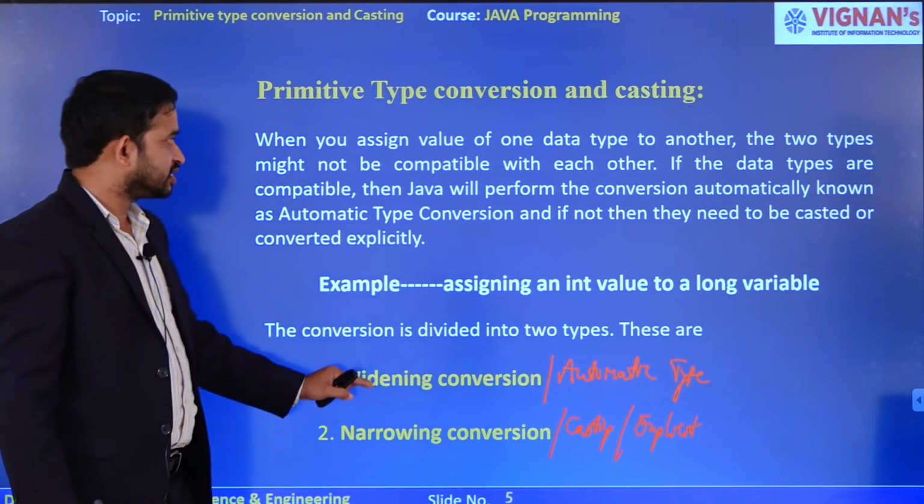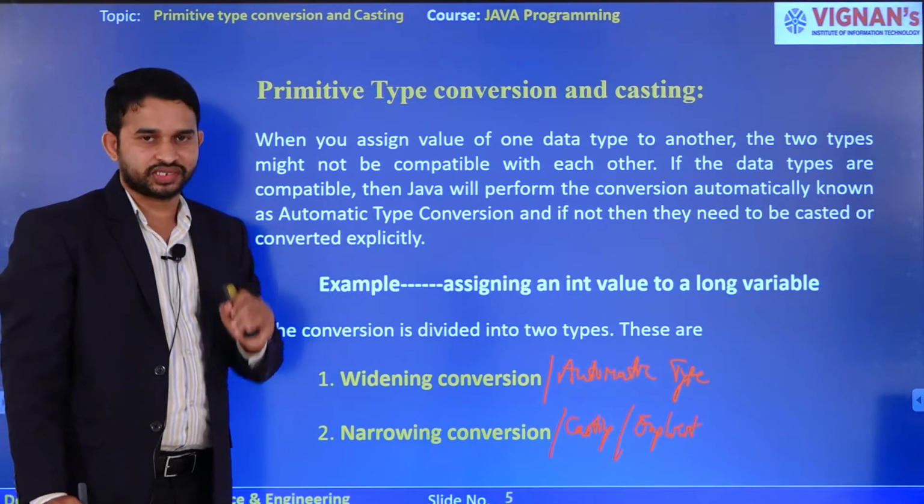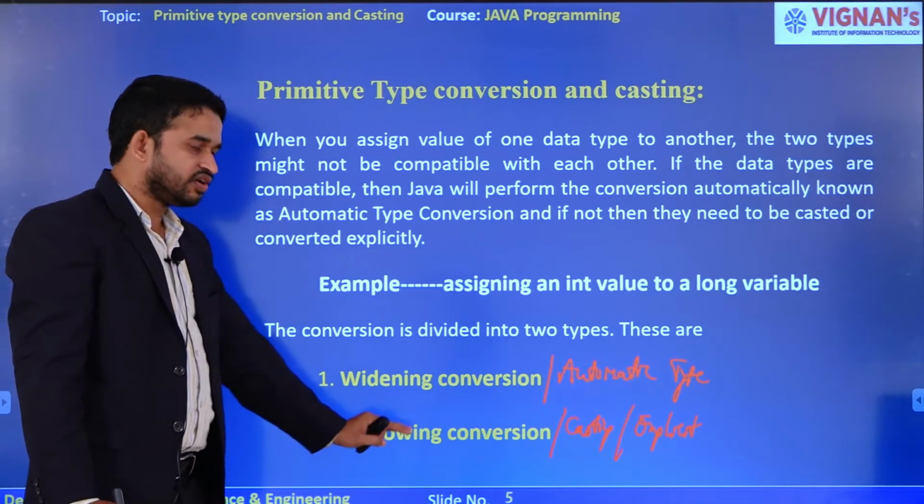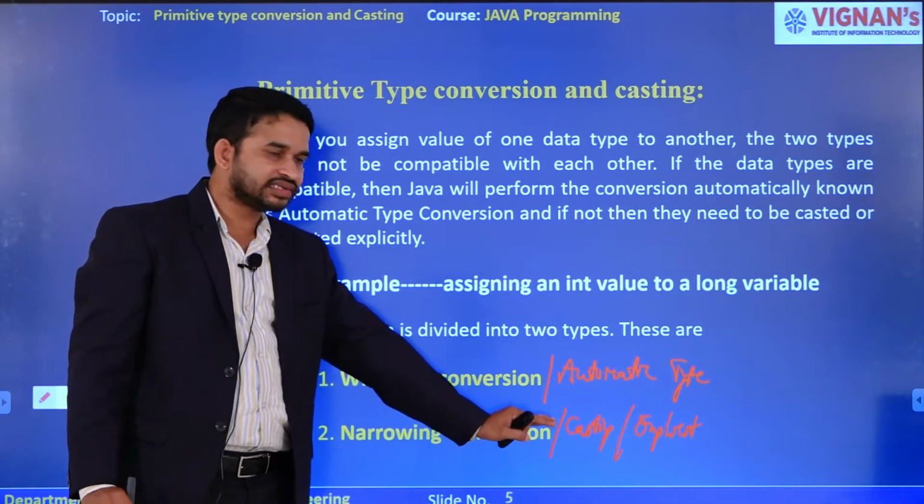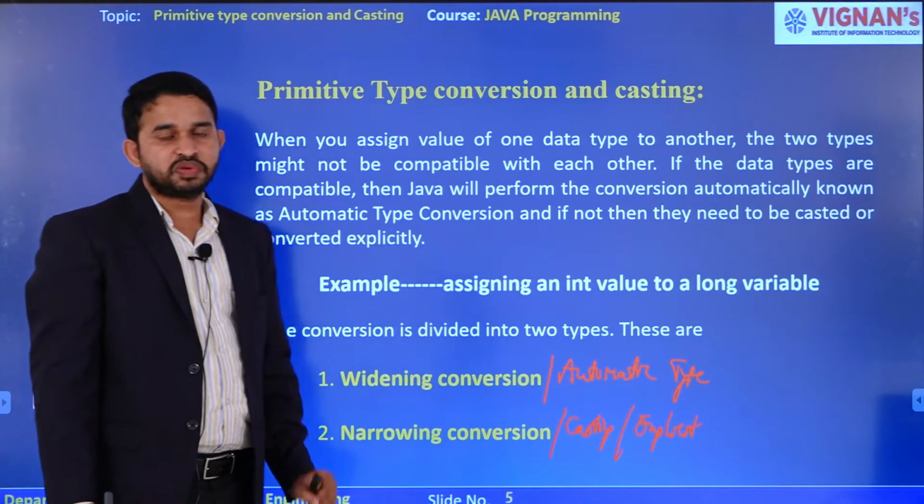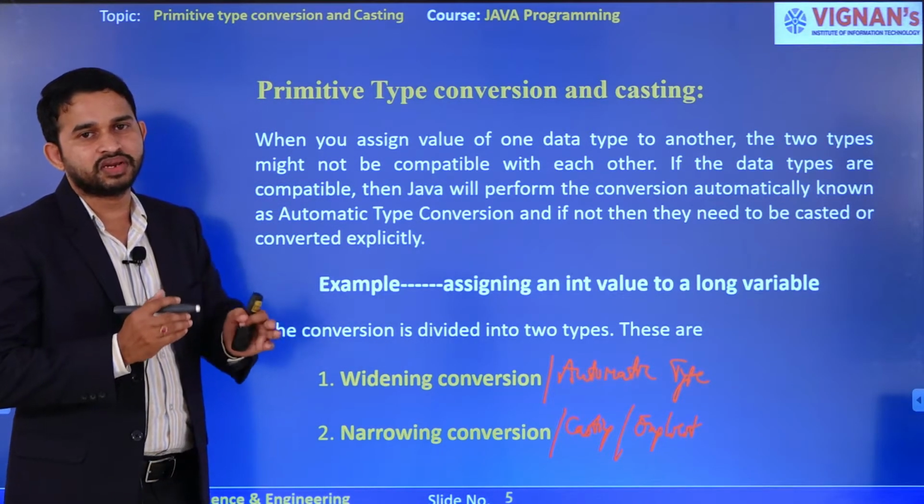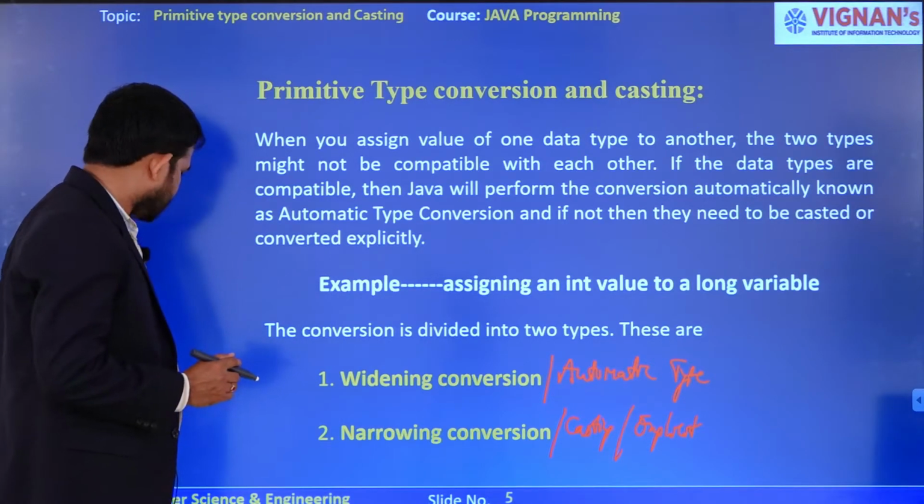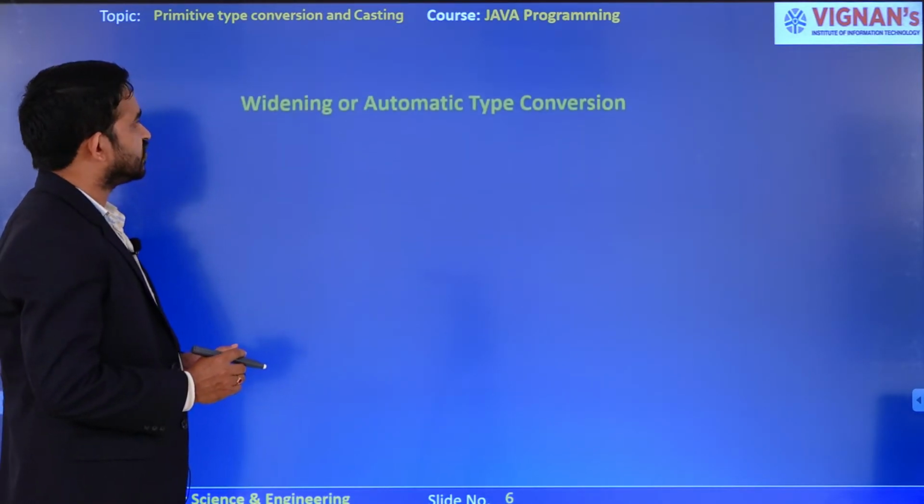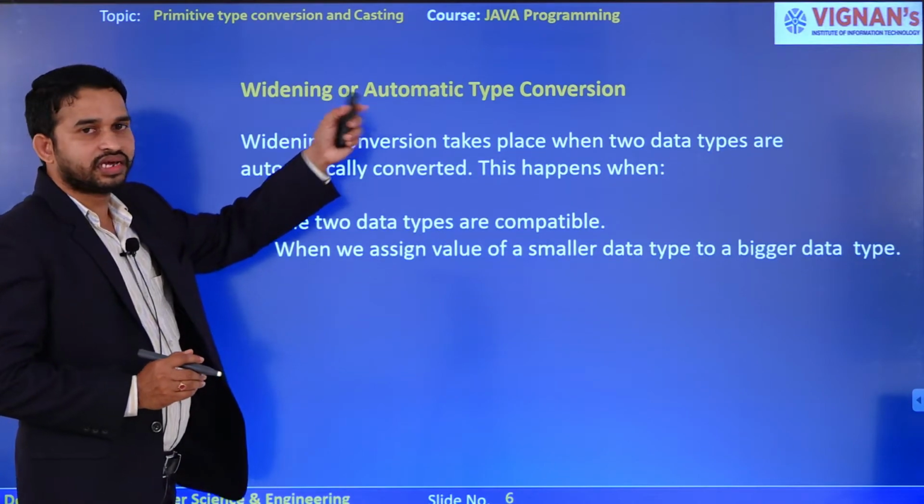It means the two data types are compatible with each other. The second one is narrowing conversion, also called casting, also called explicit type conversion. This means the two data types are not compatible with each other. So let's see one by one. What is the first one? The first one is widening or automatic type conversion.